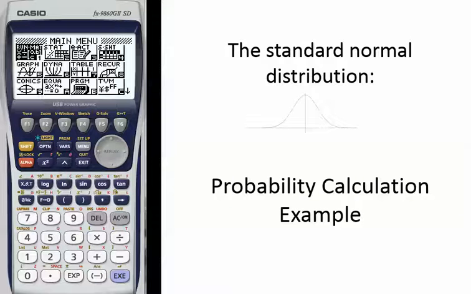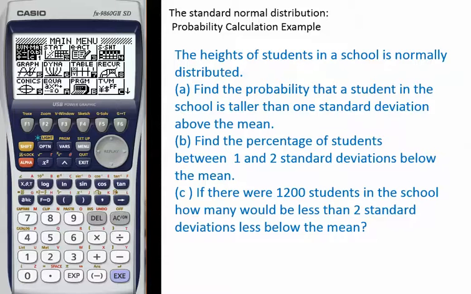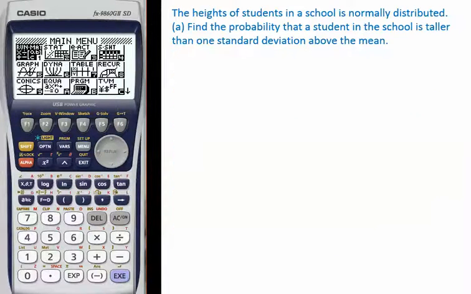In this video, we look at the standard normal distribution and some probability calculation examples using the graphics calculator. So let's look at the problem. The heights of students in a school is normally distributed. And then there are three parts to the question here. We'll look at each part in turn.